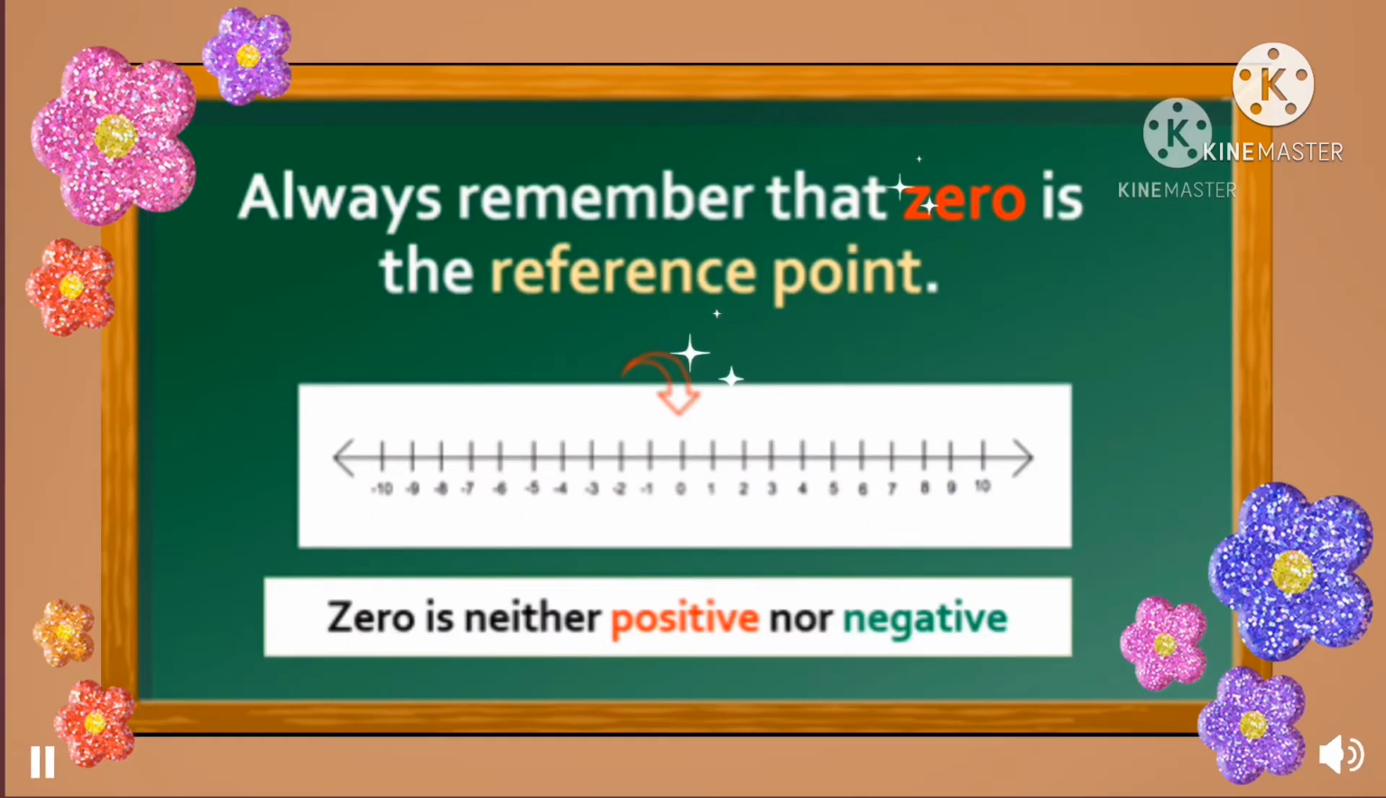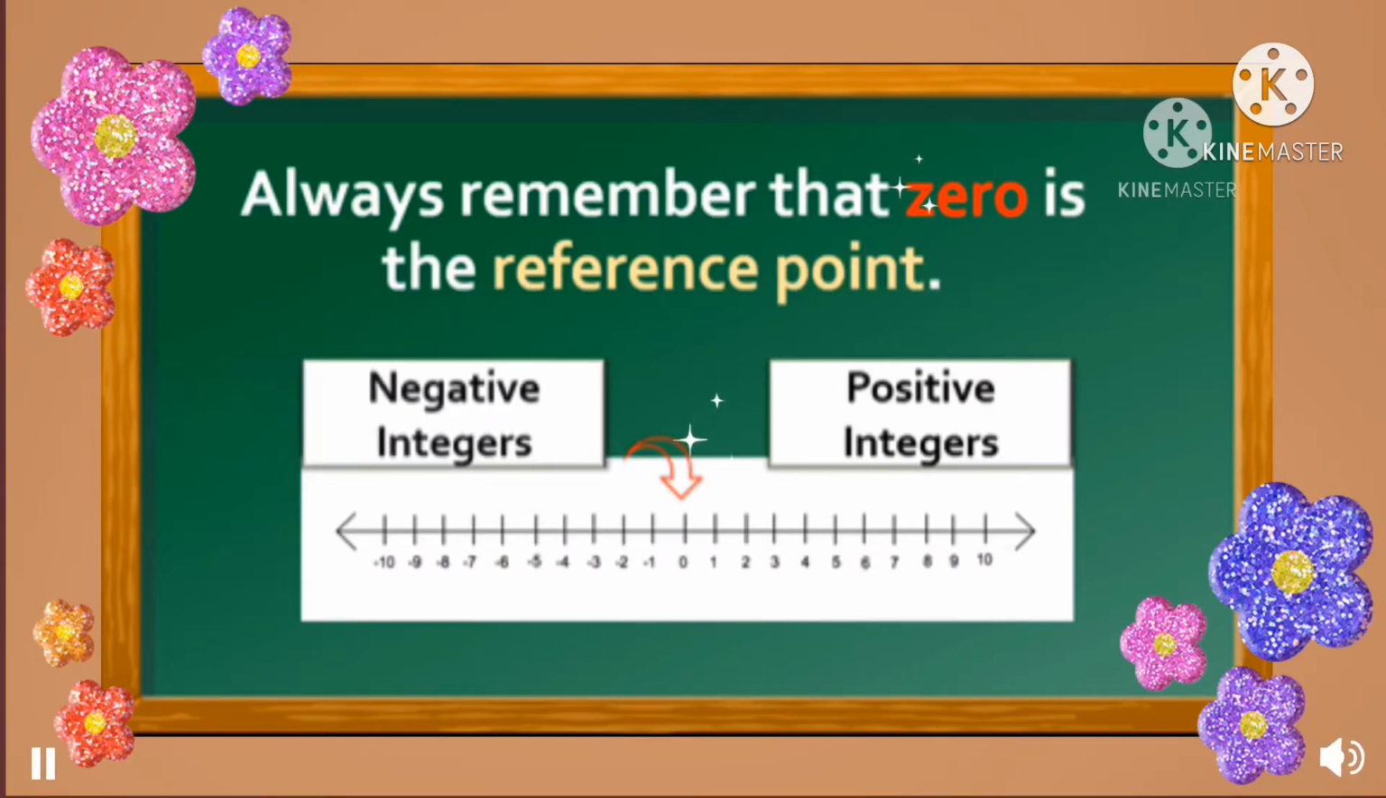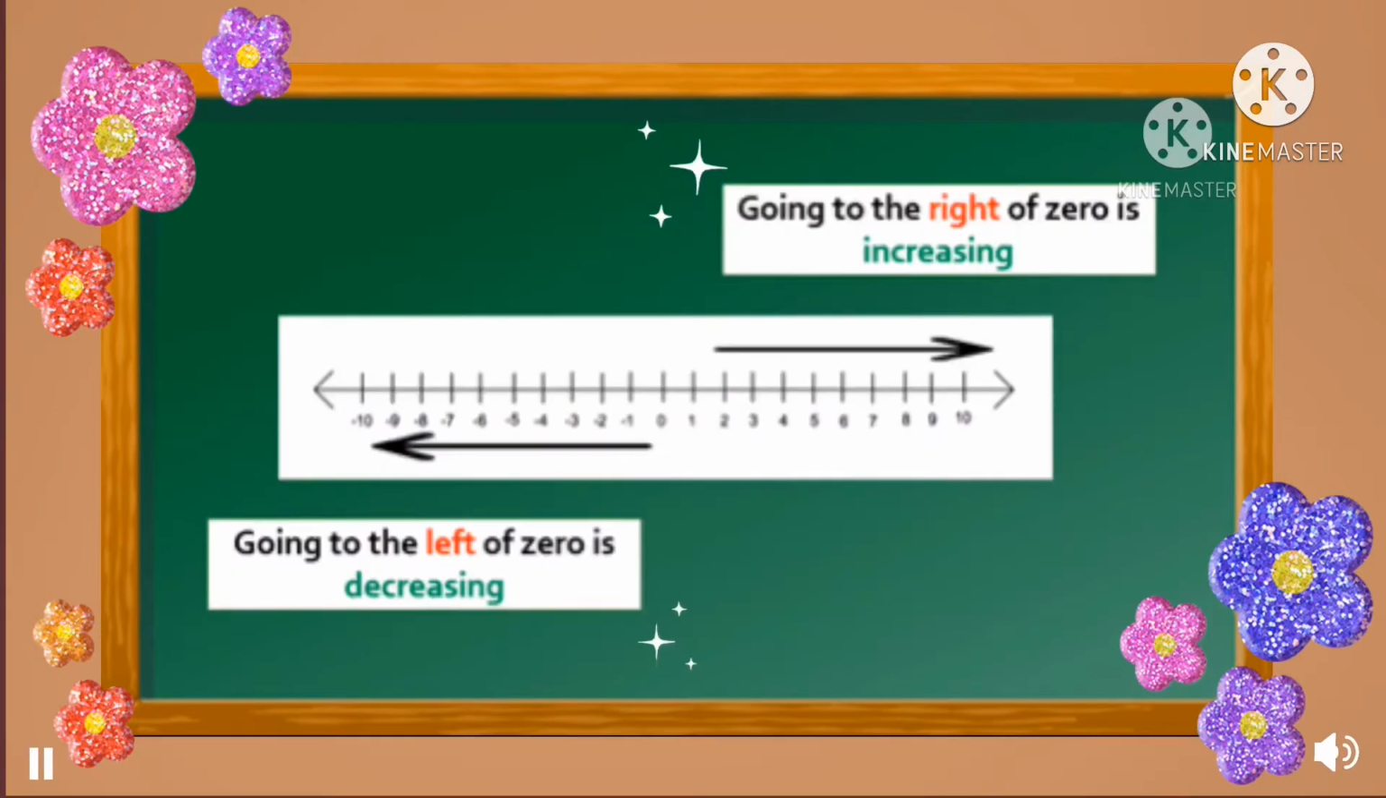Always remember that 0 is the reference point. 0 is neither positive nor negative. On the right side of 0 are the positive integers, and on the left side of 0 are negative integers. Going to the right of 0 is increasing, while going to the left of 0 is decreasing.